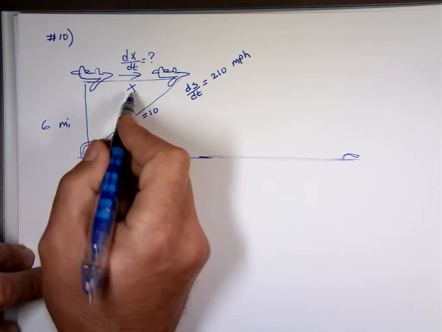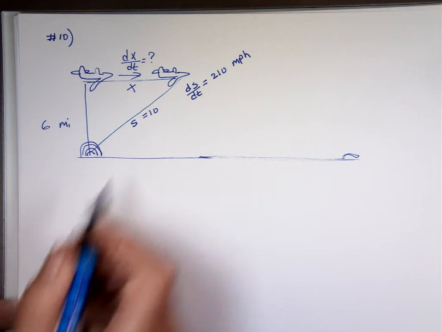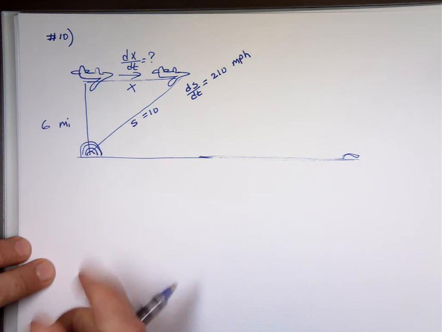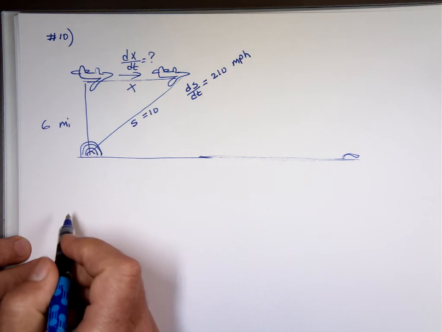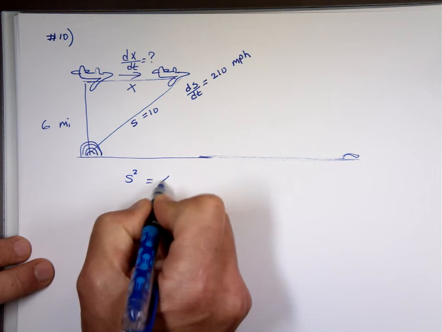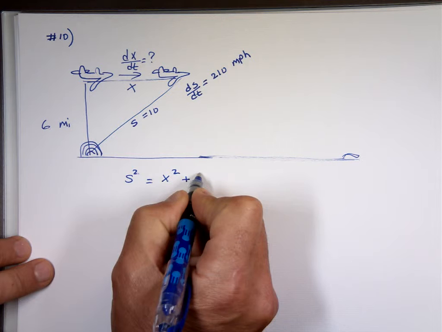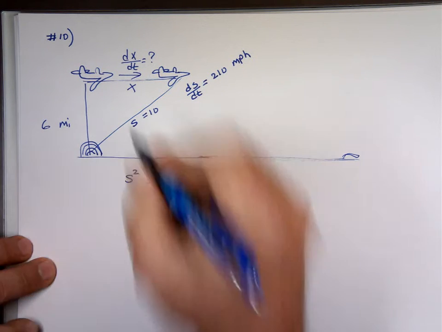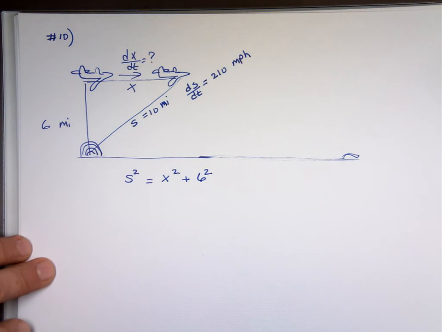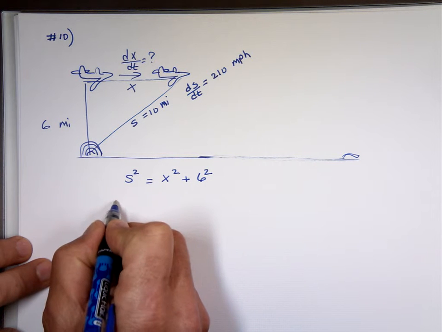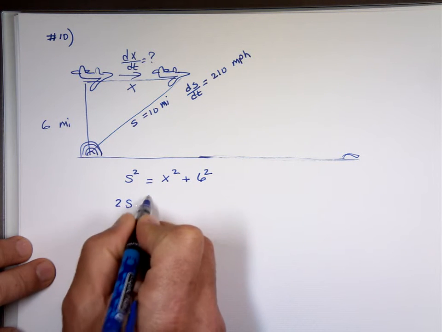So I need to find dx/dt. When s equals 10, this is 6. Well, there's one equation I can think of that will tie x and s together, because that looks like a triangle to me. So that's Pythagorean theorem. Now, take the derivative of that with respect to time, 2s times ds/dt.